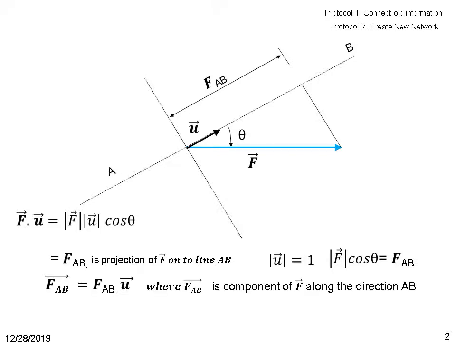Now we can write FAB as a vector by multiplying the magnitude FAB with the unit vector U. This vector is the component of force vector F along the direction AB. Subtracting this force vector FAB from F, we get the vector FCD, which is the component perpendicular to the direction of AB, which is along line CD.